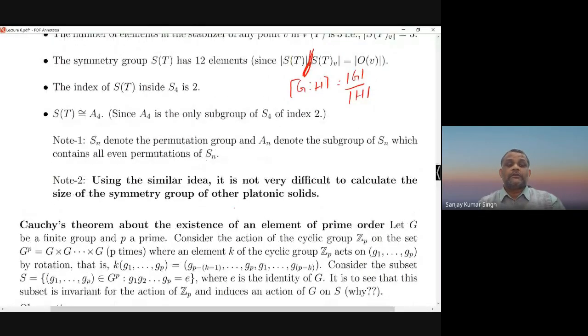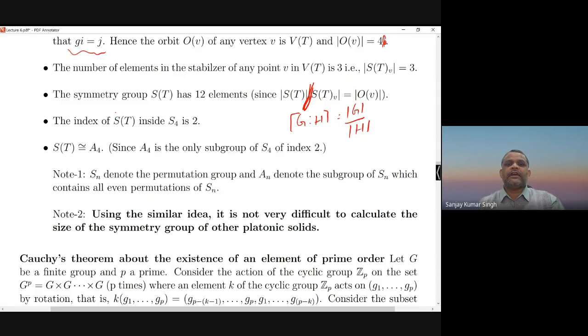So it means I have proved that the symmetry group of the tetrahedron is nothing but A4. And the same idea I can apply for other platonic solids. And we know exactly 5 platonic solids are there in R3. I can apply the same method, the same idea, and we can easily compute the symmetry group of other platonic solids. So now you have found one nice application of this.